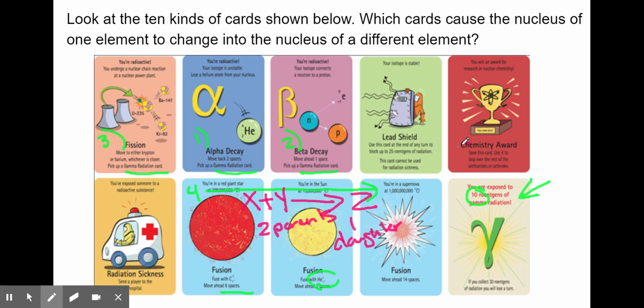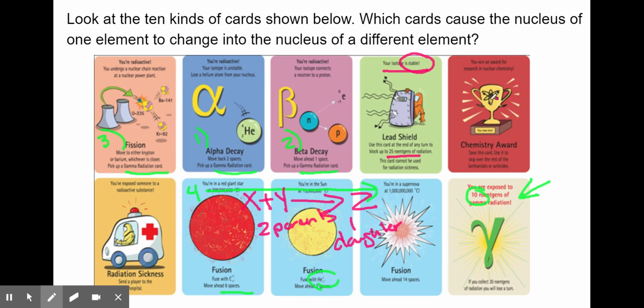Okay. A lead shield card is one where we can prevent radiation from being released. And it says, hey, your isotope is stable. That means any radiation, any of that gamma radiation you have picked up before, you can get rid of it up to 25 Rankins. Okay. And so we're going to block that radiation, which means since it's stable, our nucleus or our game piece is not going to move backwards or forwards.